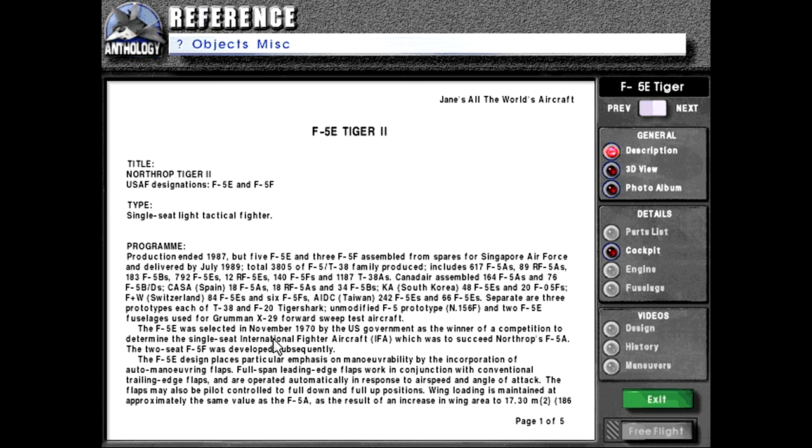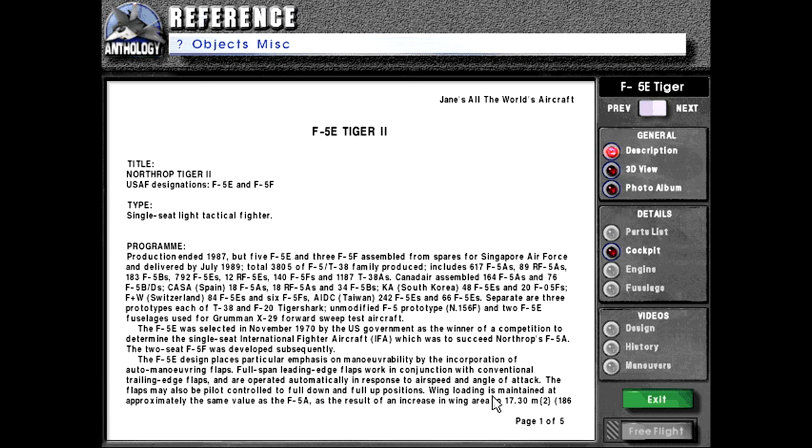The F-5E was selected in November of 1970 by the U.S. government as the winner of a competition to determine the single-seat international fighter aircraft, which was to succeed Northrop's F-5A. The two-seat F-5F was developed subsequently. The F-5E design places particular emphasis on maneuverability by the incorporation of auto-maneuvering flaps. Full-span leading-edge flaps work in conjunction with conventional trailing-edge flaps and are operated automatically in response to airspeed and angle of attack. The flaps may also be pilot-controlled to full-down and full-up positions.